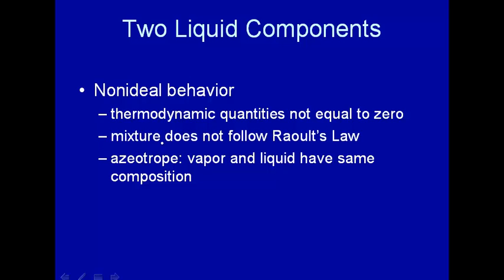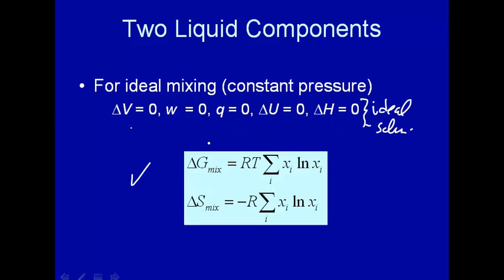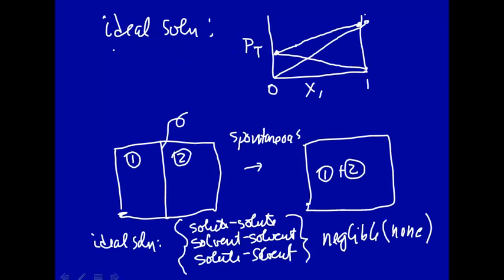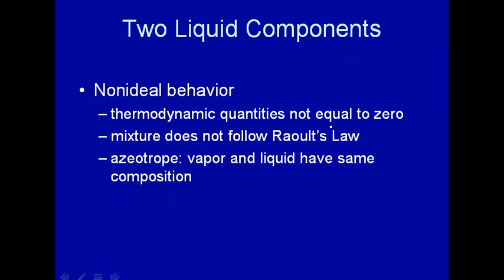And then another definition of ideal behavior for two liquid components was that the total pressure follows Raoult's law. Raoult's law, recall, was this. So if you don't get straight lines, if you plot total pressure versus mole fraction of one of the components and it's not linear, well, what does that mean? That means it's non-ideal behavior. Okay. So the mixture does not follow Raoult's law.